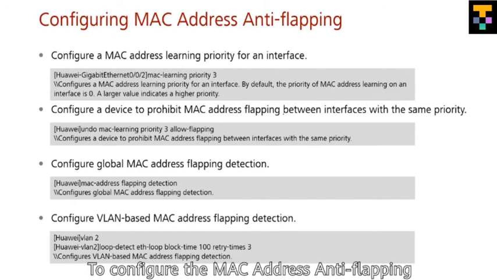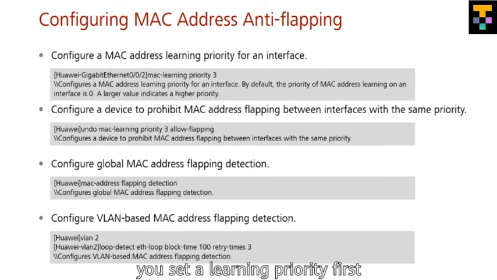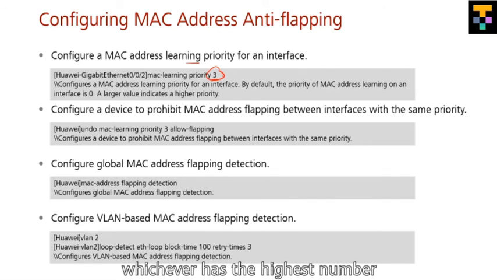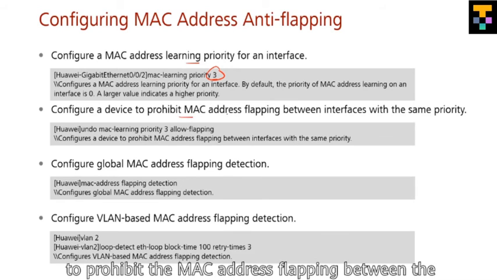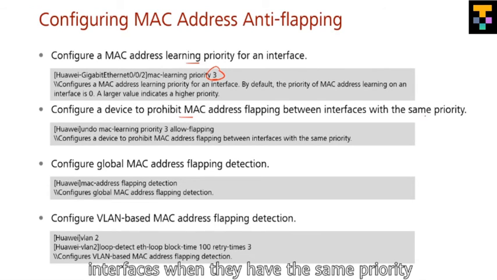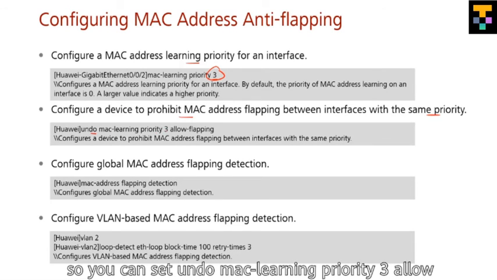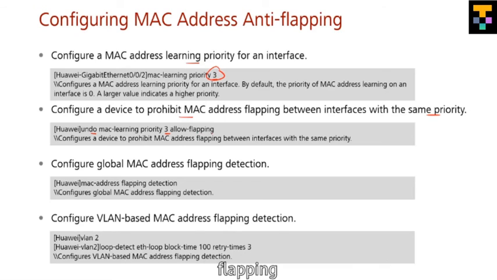To configure MAC address flapping prevention, first we can set the learning priorities. Like right now I changed it to 3. It depends on how you define it. Whichever numbers you define, the device will base on the priority to decide which one to learn from, whichever is the highest number. You also can configure a device to prohibit MAC address flapping between interfaces when they have the same priorities. So you can set undo mac-learning priority 3 allow-flapping.